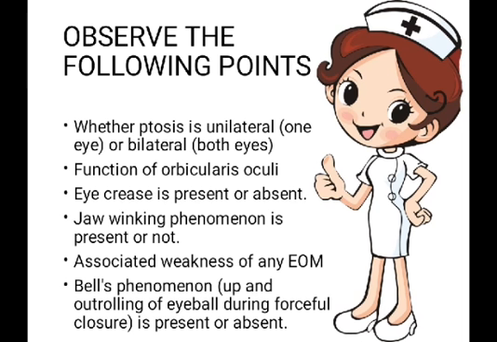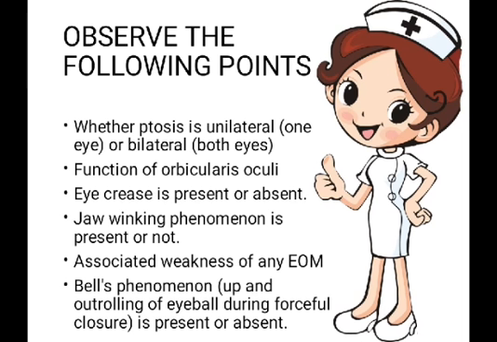Next, associated weakness of any extraocular muscle. Extraocular muscle is abbreviated as EOM. We have to check whether every extraocular muscle is working properly or not, which means the person is able to move his or her eyes in every direction or not. So we have to check this sometimes because it is associated with the weakness of any extraocular muscle.